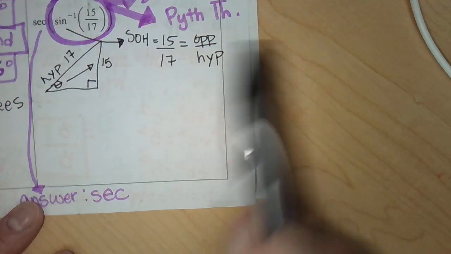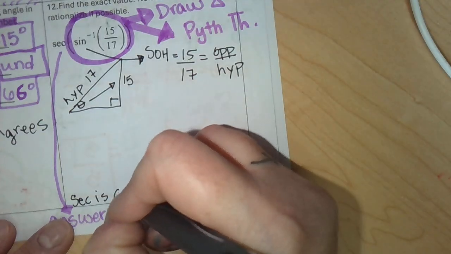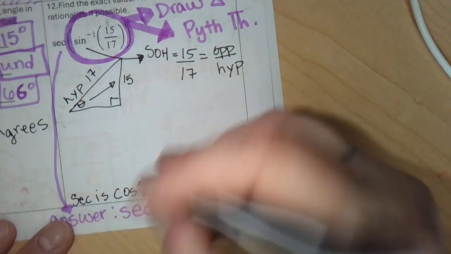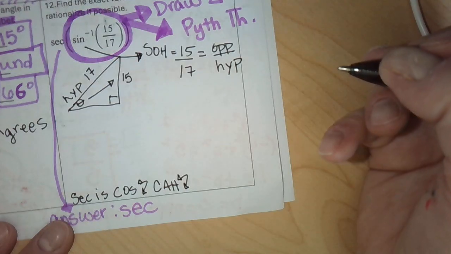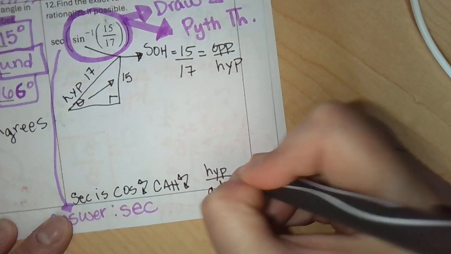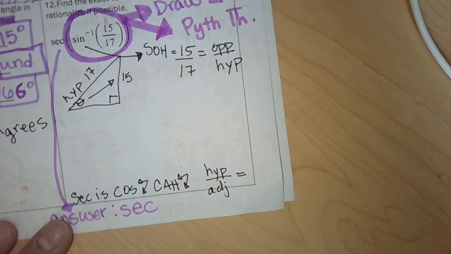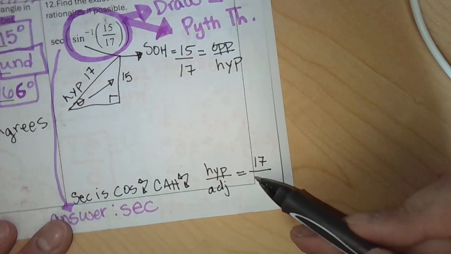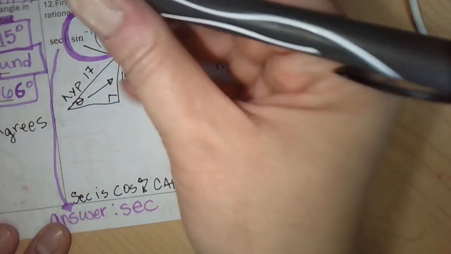Now we want to come up with secant. I haven't done the Pythagorean theorem, but let's check it. Secant is cosine upside down. What is cosine from a triangle? From a triangle, cosine is adjacent over hypotenuse, upside down. So we need to do hypotenuse over adjacent, because that will reciprocal the cosine. Well, I know the hypotenuse is 17, but this is where the Pythagorean theorem comes in. We need the adjacent from this triangle. Darn it. Let's go.